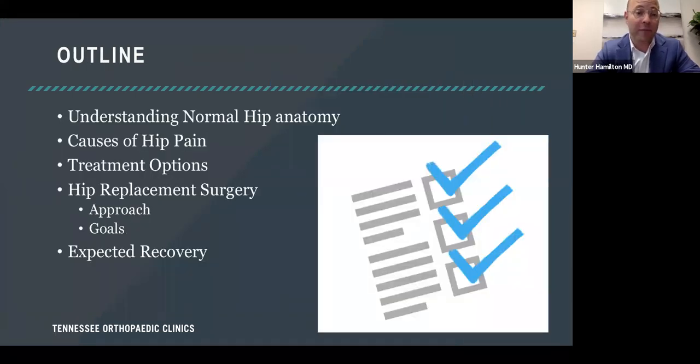A quick outline for today. We'll review quickly and briefly normal hip anatomy. We'll discuss some common causes of hip pain, specifically intra-articular causes. We'll review some non-operative treatment options, and then we'll go on to discuss hip replacement surgery, followed by a brief overview of recovery.